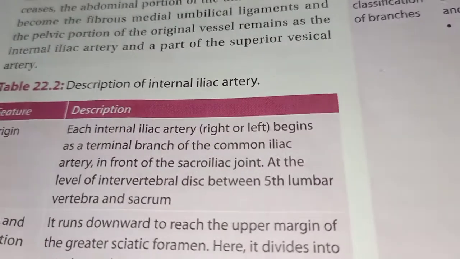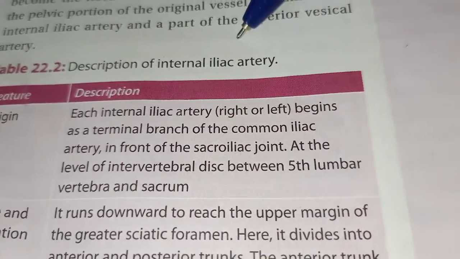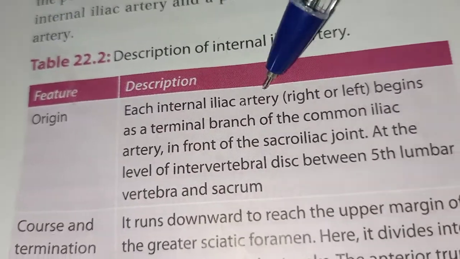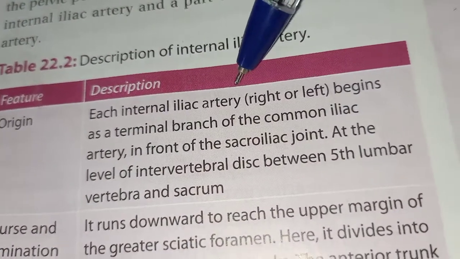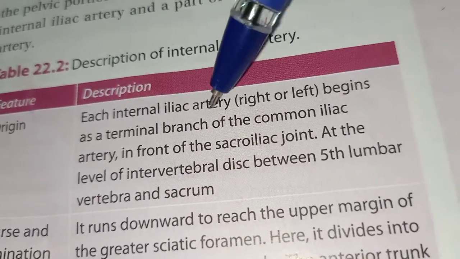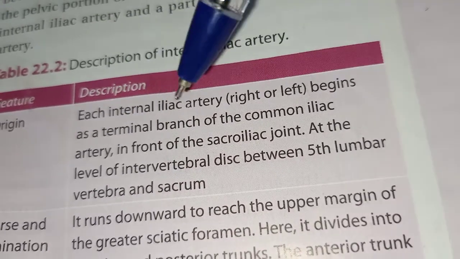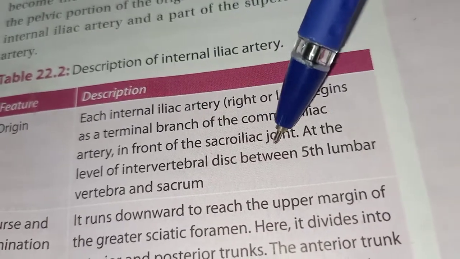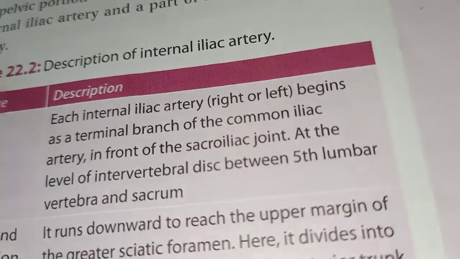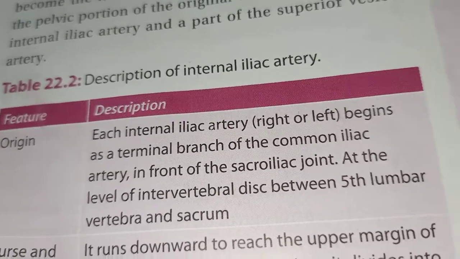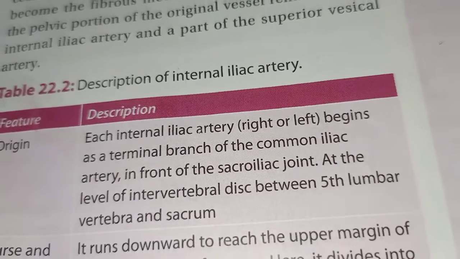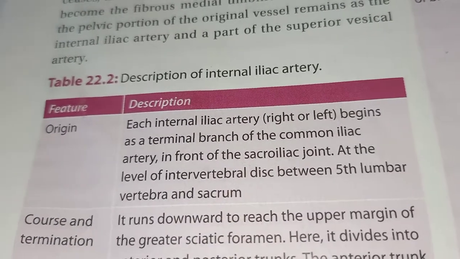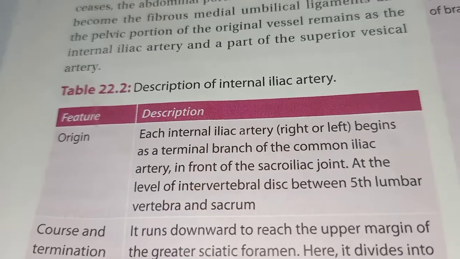Okay. Now we'll go to the description of the internal iliac artery and its branches. Now what is the origin of the internal iliac artery? Each internal iliac, that is right or left, begins as a terminal branch of the common iliac artery in front of the SI joint at the level of the intervertebral disc between the fifth lumbar vertebra and the sacrum. Okay. So each internal iliac artery, right or left, begins as a terminal branch of the common iliac artery in front of the sacroiliac joint.